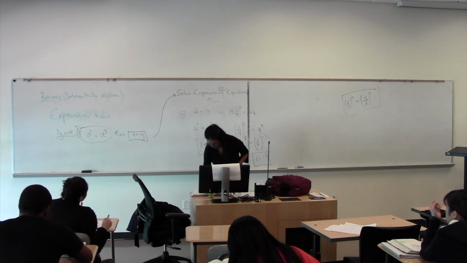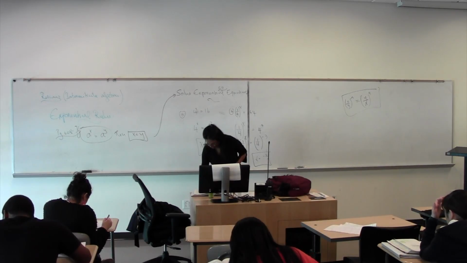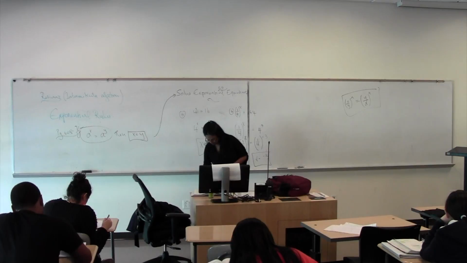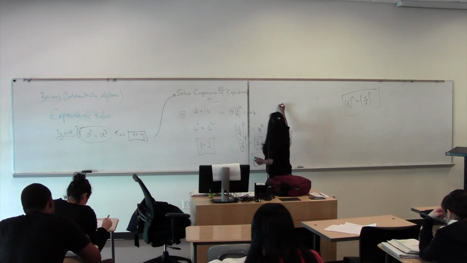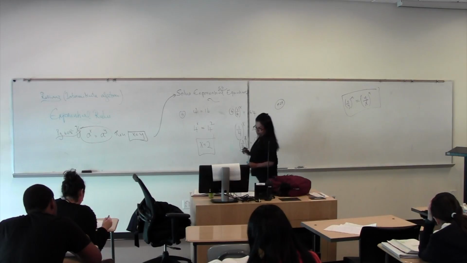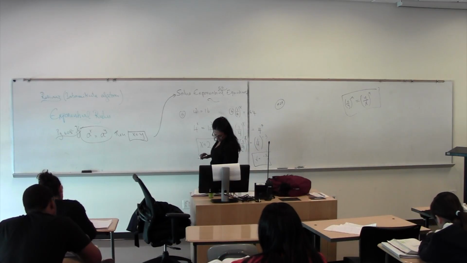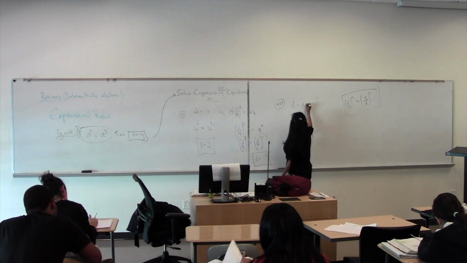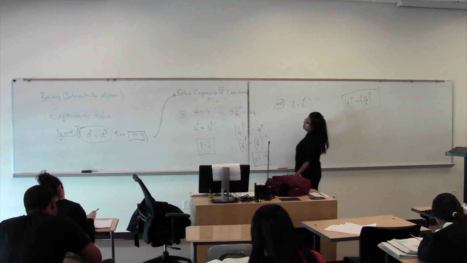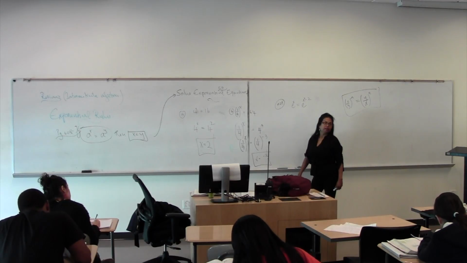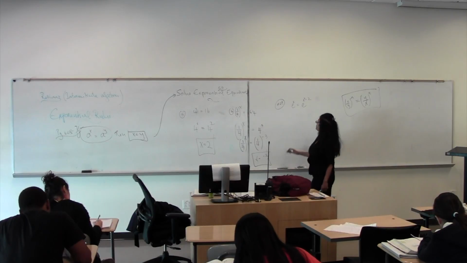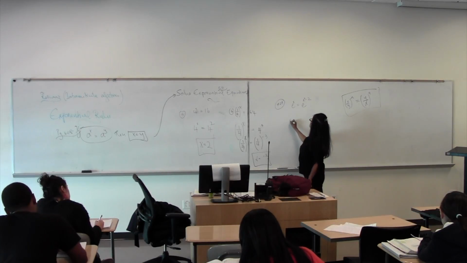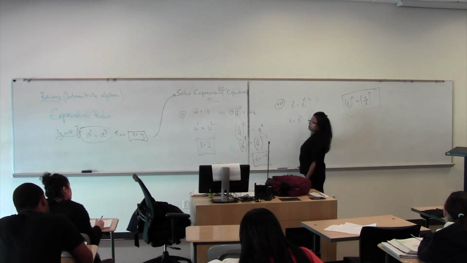Now we are going to number 29. Number 29: e to the x is equal to e to the x squared minus 2. Can we use the rule? Yes. What's the rule here? Same base, right? So what are you going to say? x is equal to x squared minus 2.